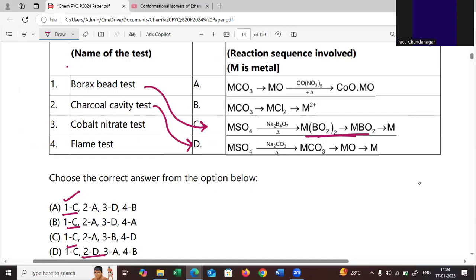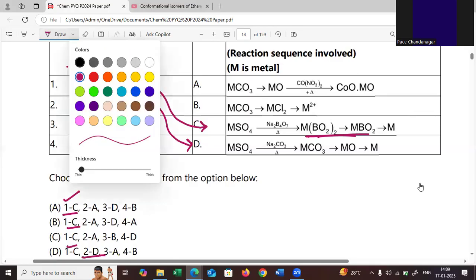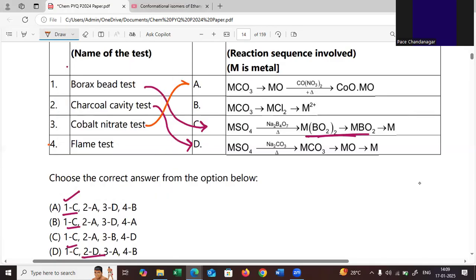The rest of them you can also go through. 3 goes with the cobalt nitrate test. Cobalt nitrate test goes with option A there. Any metal carbonate MCO3 gives you metal oxide, and then this metal oxide in the presence of these nitrates will give you this. And then the flame test will definitely be the next option, number 4. So MCO3 carbonates will give you MCl2, and the metal positive 2 ion will be liberated.